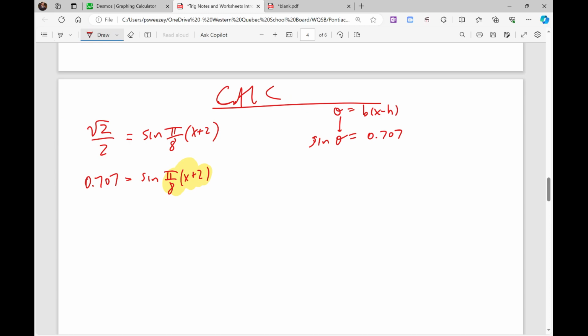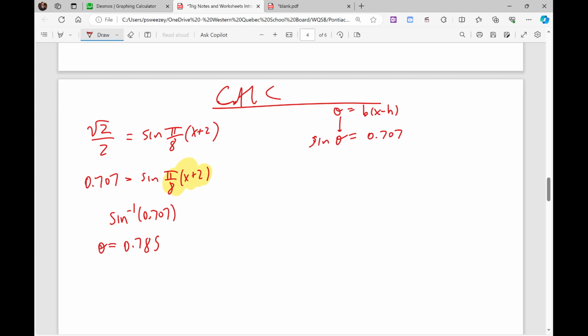But from here, and this is how I write it out, and you can do it differently if you want, I'm going to write out sine inverse of 0.707, because at this stage, I've isolated for sine of b times x minus h. So now I'm going to plug that in. Making sure my calculator is in radians, just double checked it. And my calculator returned something like 0.785.